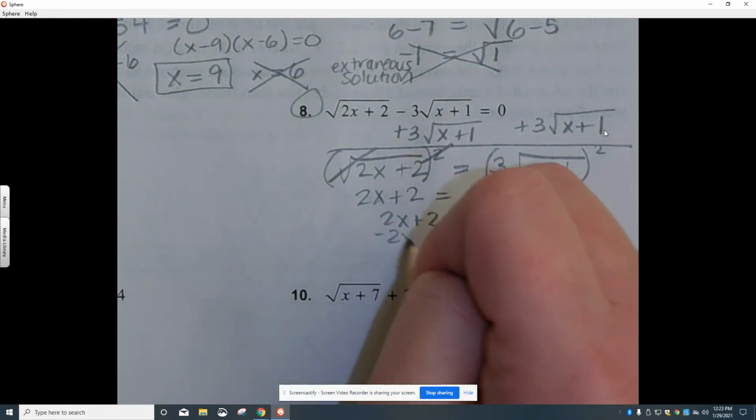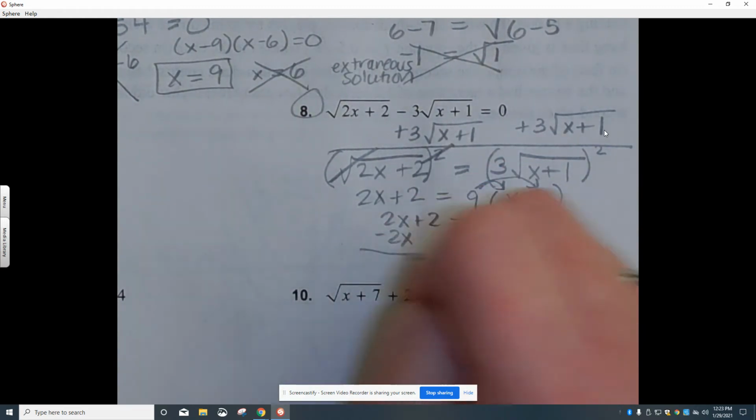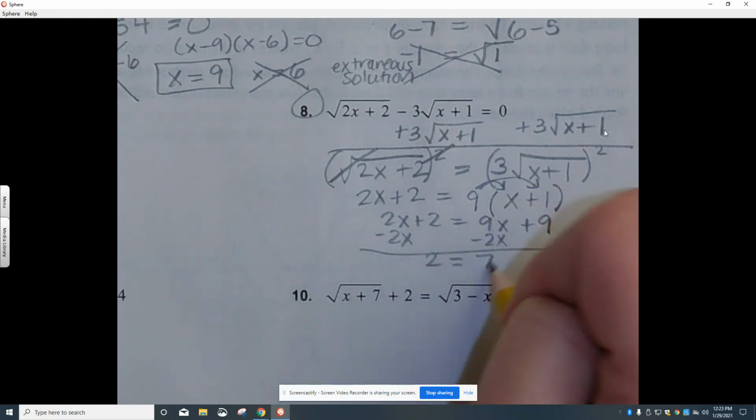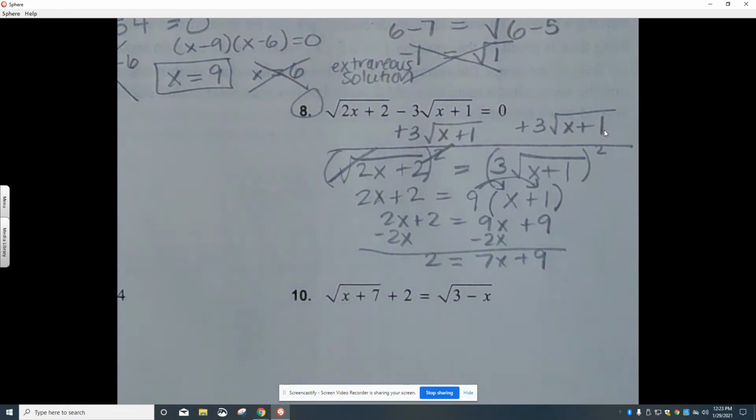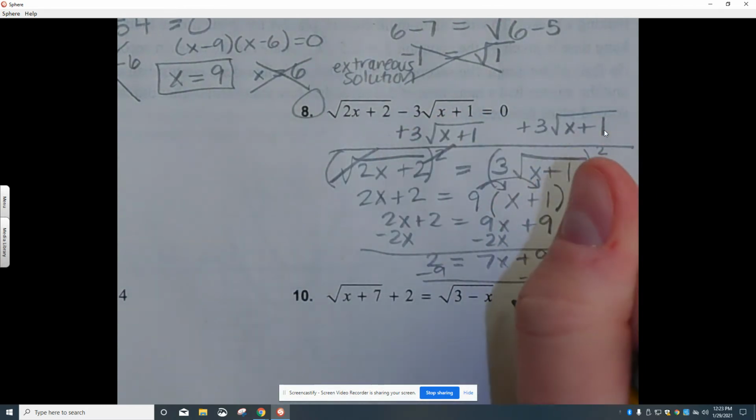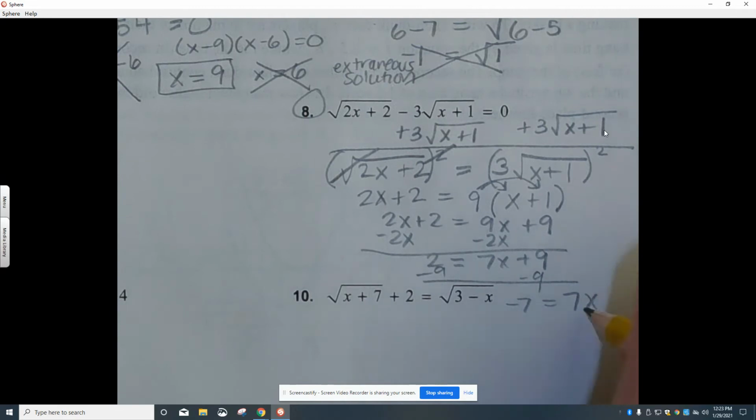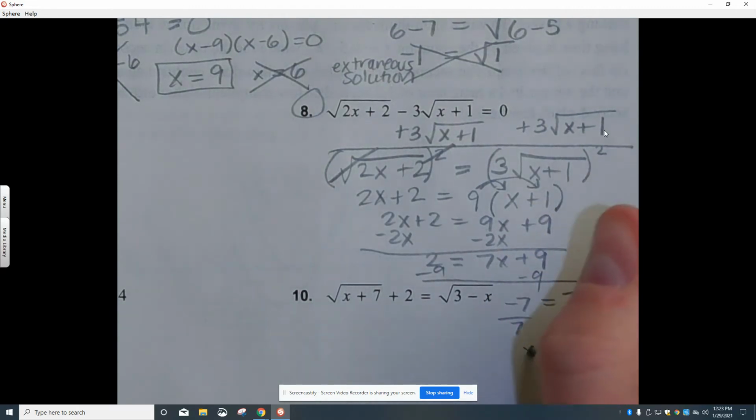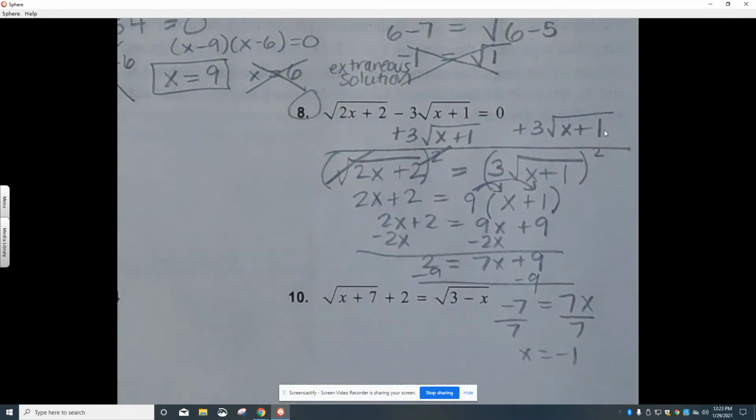Move our 2x to the other side. So 2 equals 7x plus 9. Minus 9 from both sides. So negative 7 equals 7x. And then divide by 7. x is negative 1. Double check that it works okay.